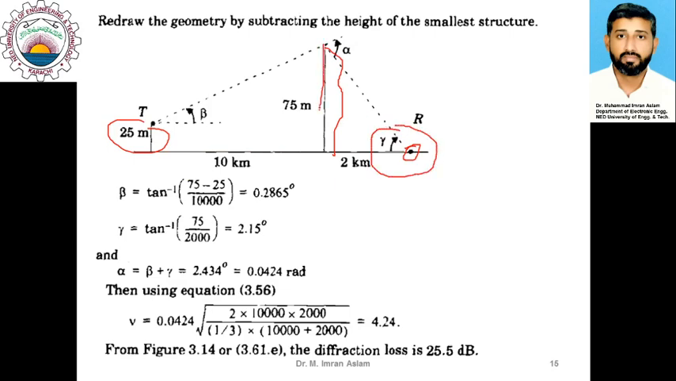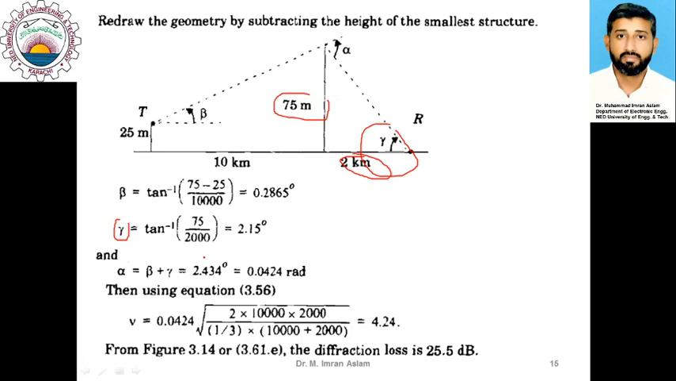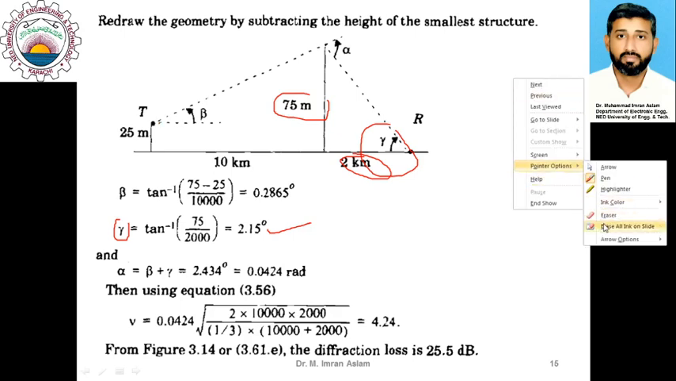You can see that this part of the geometry is a triangle, and you can use simple trigonometric relationships on this triangle to calculate gamma. Gamma is the tangent inverse of the perpendicular, which is 75 meters, divided by the base, which is 2 kilometers or 2000 meters. If you simplify this, you would see that gamma is 2.15 degrees.